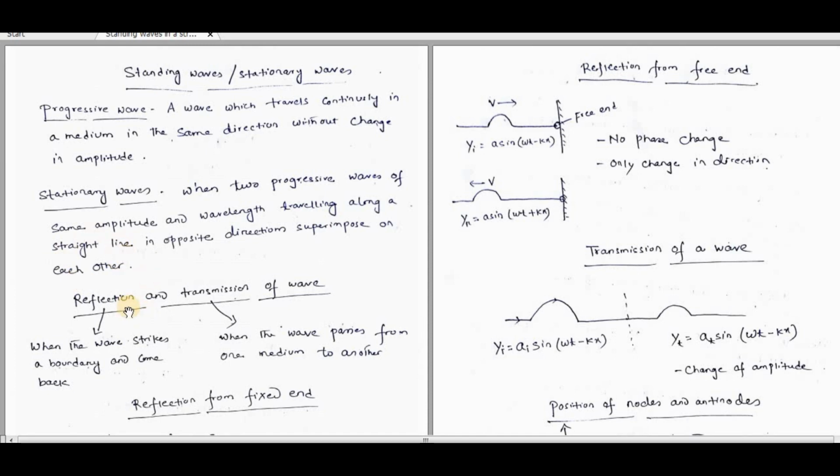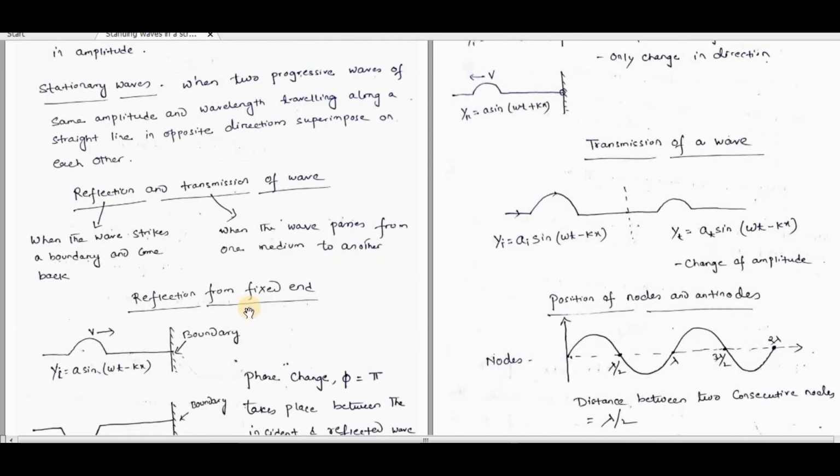Now the waves can undergo reflection and transmission. During reflection, when the wave strikes a boundary and comes back, this is called reflection. And transmission is when the wave passes from one medium to another medium. This is called transmission of the wave.